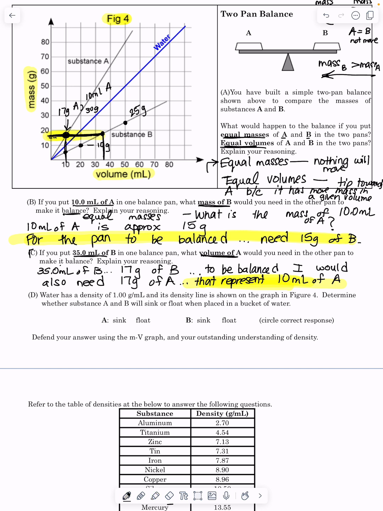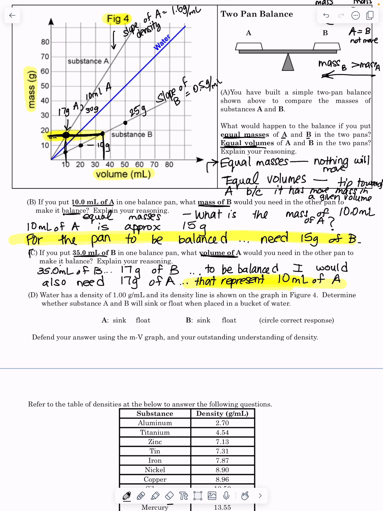For fun, I'm gonna make sure that we could see the slopes of A and B. Clearly you could see that A has a larger slope. The slope of A is approximately, I'm gonna estimate, 80 divided by 50, which is 1.6 grams per milliliter. That's its density. The slope of B, you can kind of see it's half. That's 0.5 grams per milliliter.